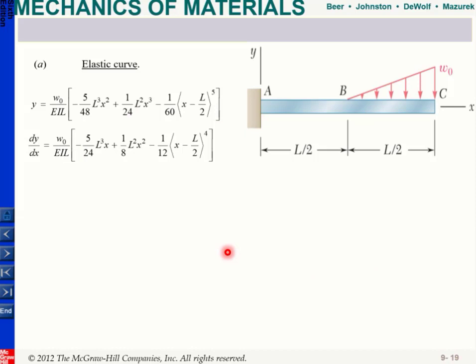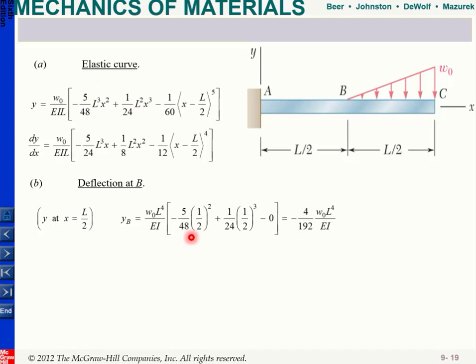Okay. And in the question, it was asking about the deflection at point B. So which means that I will use this equation. And all I need to do is put x is equal to L over 2. So if you take this equation and put x is equal to L over 2, this is what you will get. Okay. So my deflection at point B is given by this equation. And since it's minus, it will go downward.